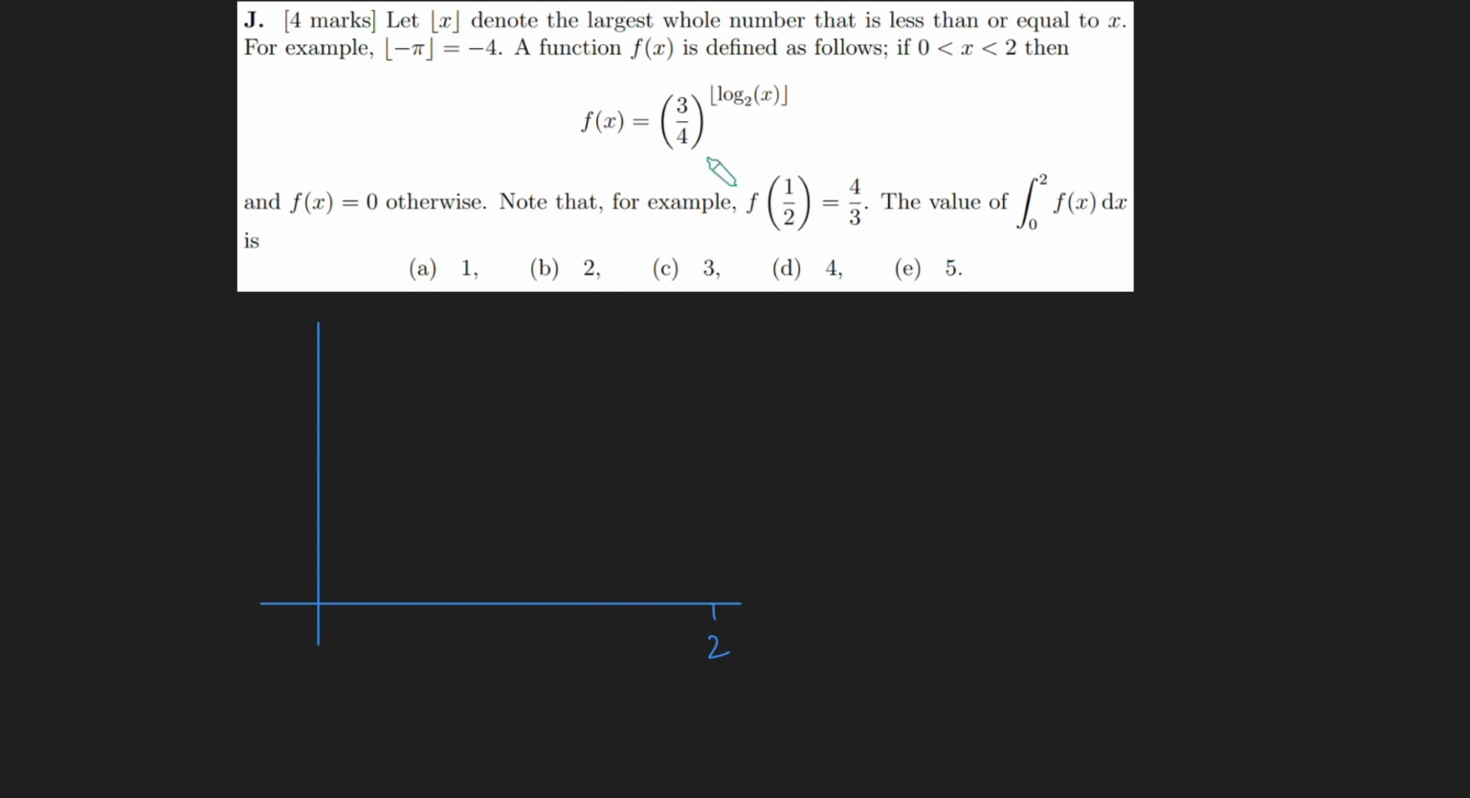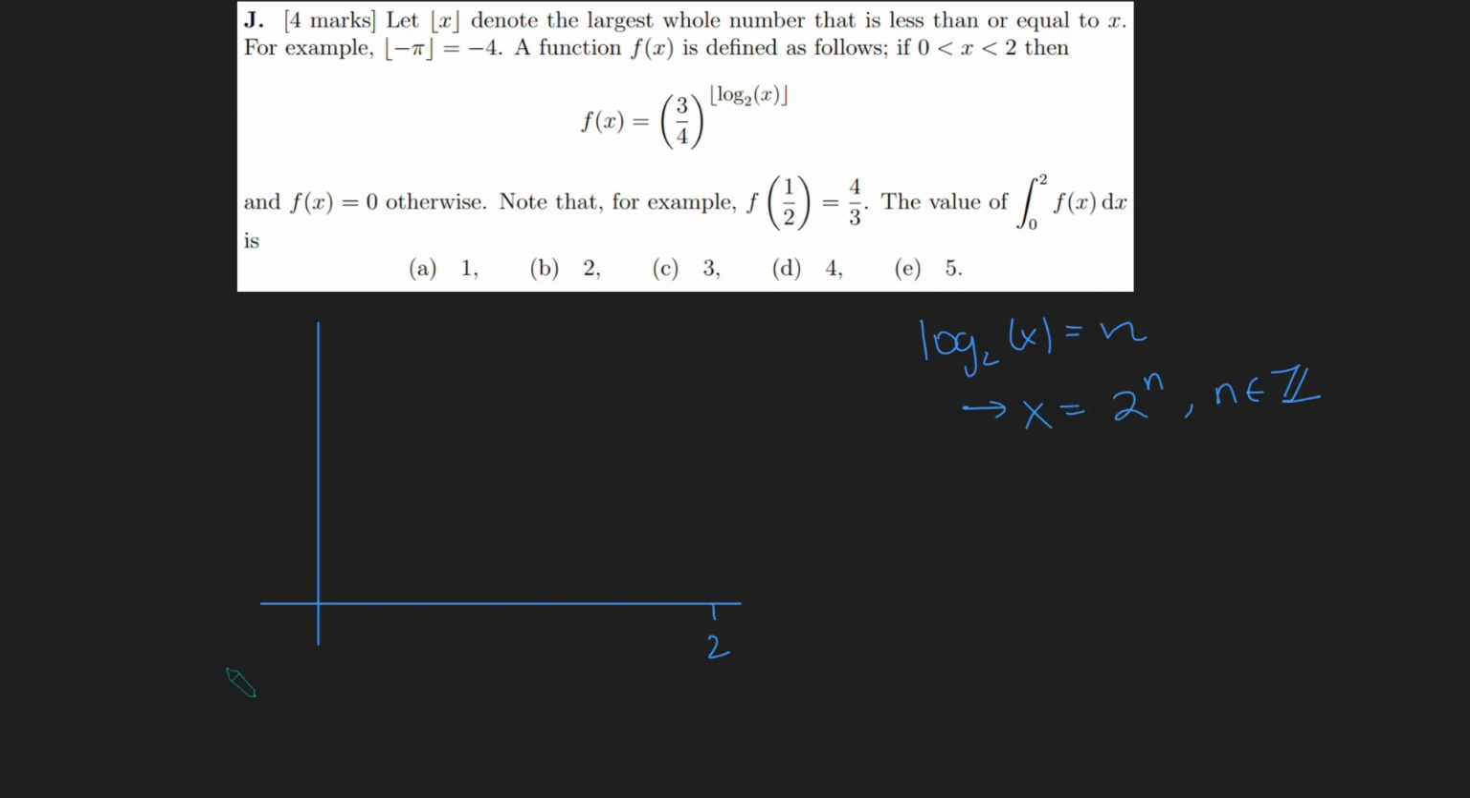Okay, so let's have a think about this thing inside the floor function, log base 2 of x. When is this an integer? So when is this equal to n, where n is an integer? Well, that's when x equals 2 to the power of n. And n here can also be a negative integer. So here we're going to be very careful about what happens when x is a power of 2.